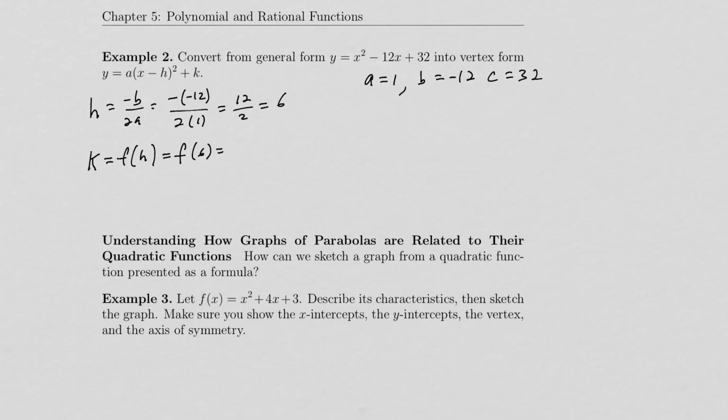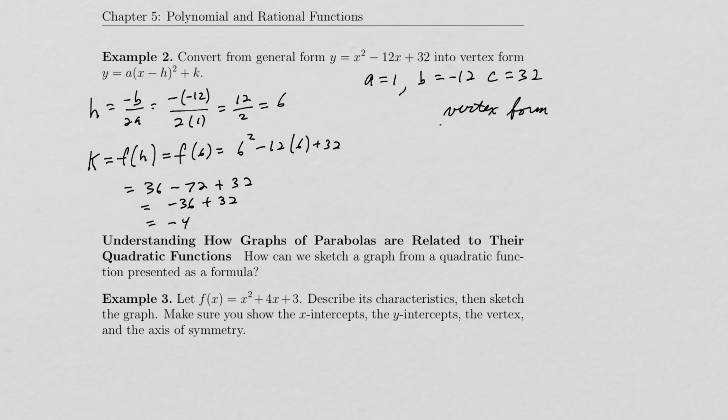So I go to my function, and I can do this in the general form. Where I have an x, I'm going to plug in a 6. So I have 6 squared minus 12 times 6 plus 32. If you work this out, this is 36 minus 72 plus 32. So this is going to be negative 36 plus 32. So it looks like my k is equal to negative 4. Okay. Now, I want this ultimately to be in vertex form.